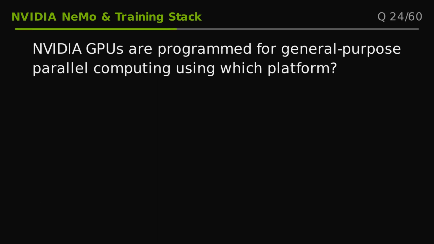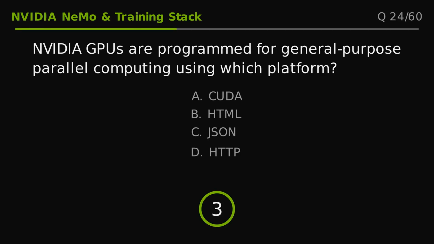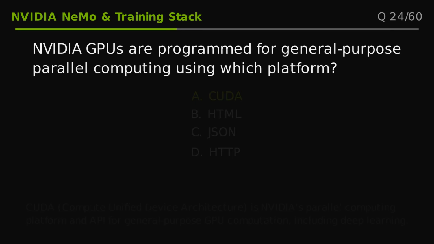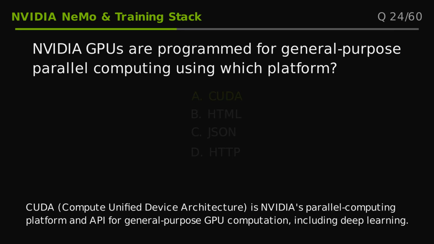Question 24. NVIDIA GPUs are programmed for general-purpose parallel computing using which platform? The correct answer is B. CUDA, Compute Unified Device Architecture, is NVIDIA's parallel computing platform and API for general-purpose GPU computation, including deep learning.